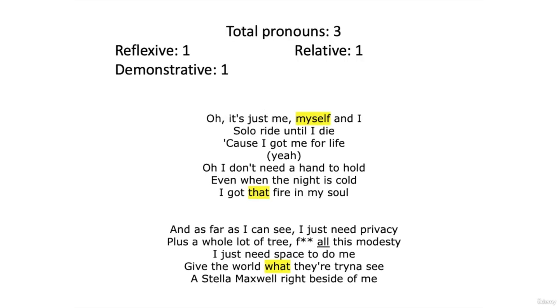Great job! Now in this part of the song, there are a total of 3 pronouns. 1 reflexive, myself. 1 demonstrative, that. And 1 relative, what. Let's move on to the second part of the song.